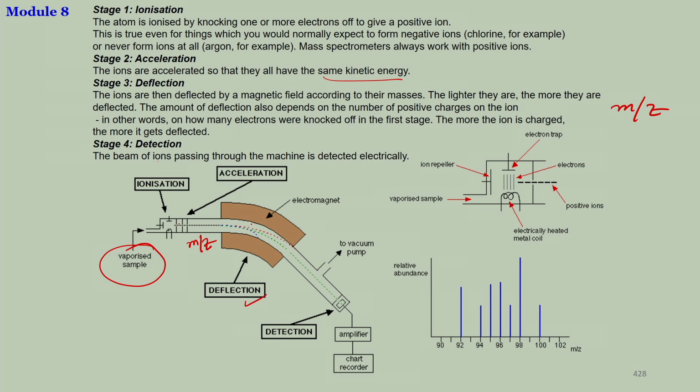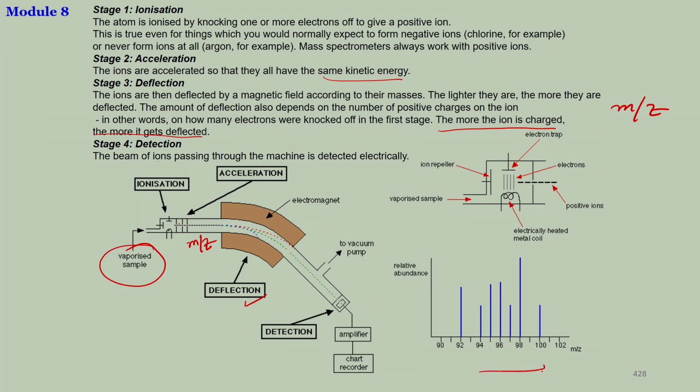According to their m by z, they will interact with the magnetic field, the electromagnetic field, and then they will deflect. So, here the more the ion is charged, the more it gets deflected. The ones which are deflected will come out later, and the one which is not deflected will come straight. So, this is the detection, which will detect the electric signal, amplify it, and then record it.